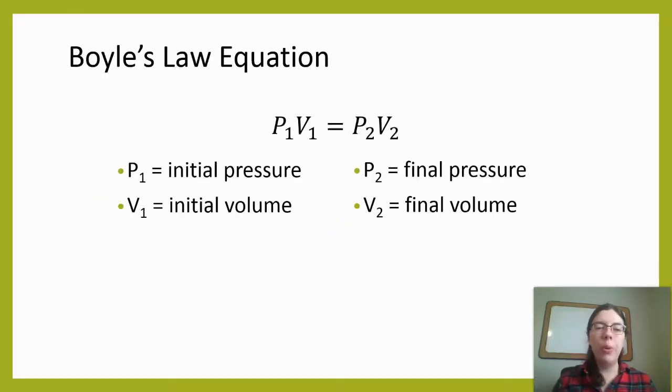Now the equation for Boyle's law is P1 times V1 equals P2 times V2. The ones are the initial values, the twos are the final values, and P stands for pressure and V stands for volume.